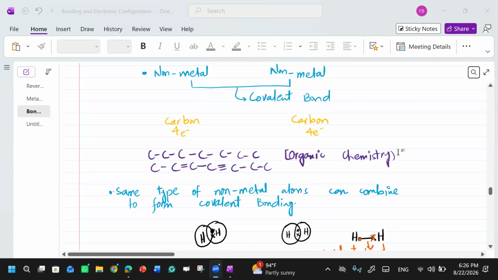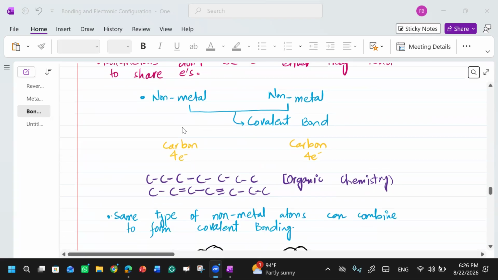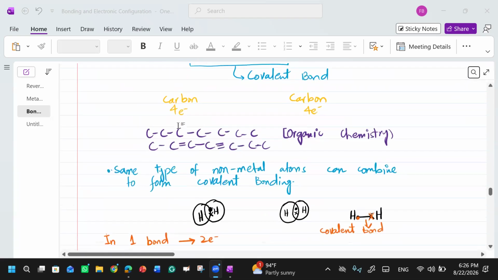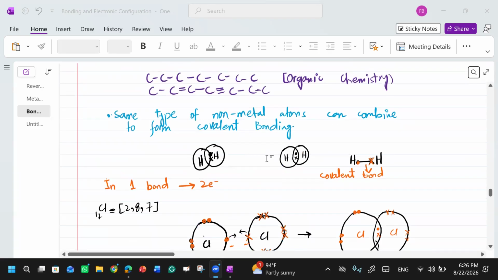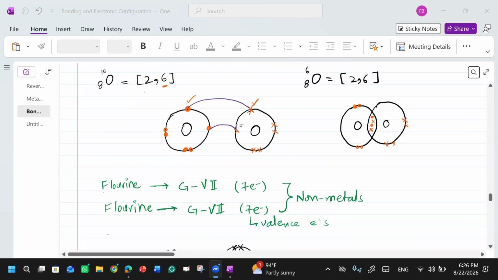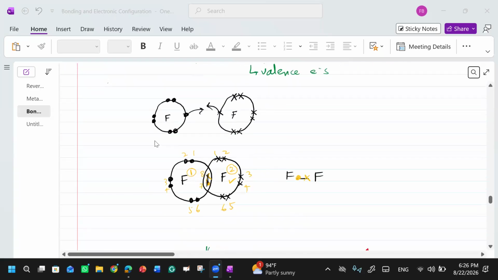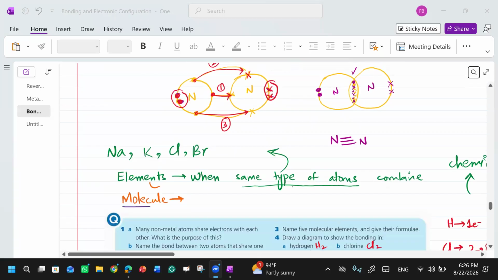Okay, covalent bonding, this one. If you remember, there are non-metals. They don't lose electrons. They tend to share electrons, right? They will share electrons. Always it will be among the non-metals, right? Like the hydrogens, two chlorines, two carbons combining, two oxygens combining, or two fluorines combining. This we have done in detail in chapter number 2.